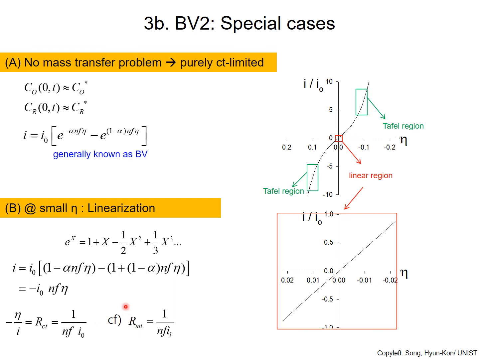Here is the mass transfer resistance, which can be defined in a similar way to the charge transfer resistance. Mass transfer resistance is equal to 1 over nF times the limiting current of the mass transfer.